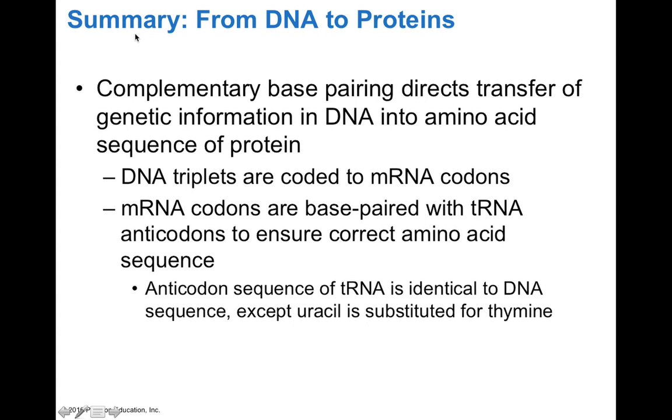Now, in terms of just a summary of DNA to proteins, remember, complementary base pairing directs the transfer of information from DNA all the way to protein. So DNA triplets code to mRNA codons, which base pair with tRNA anticodons, and these tRNA anticodons make sure that you have the correct amino acid placed on the growing polypeptide chain. And what we're saying here then is that we have complementarity between our polypeptide chain and the DNA that initially coded it.